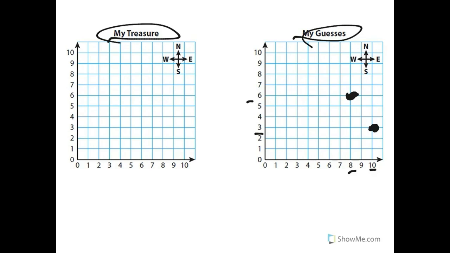9, 5. 9 and 5. You are a little closer, but you're still southeast of it. My treasure is northwest of your position. 8, 4. 8 and 4. Okay. You are still southeast of my position. My treasure is in the northwest. You've done all southeast. My treasure is in the northwest.